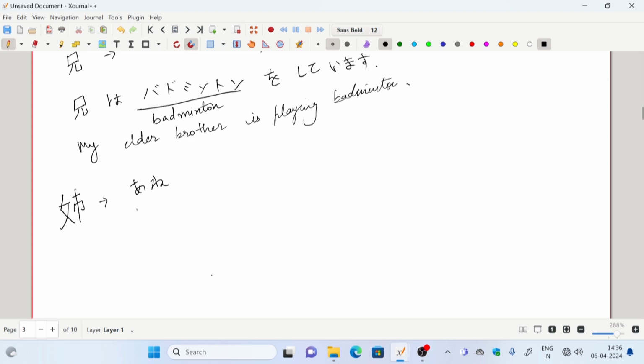Another reading is she. So let's see the stroke order. First, second, third. So this is the kanji for women.